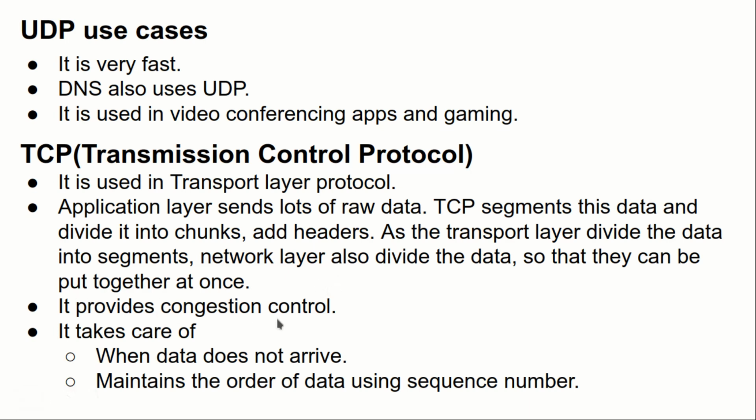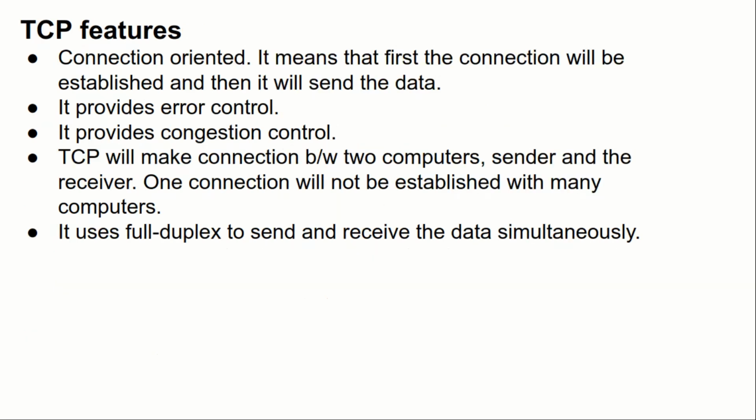TCP provides congestion control, which I have shown you before. It will align the traffic packets one by one. It takes care of the case when data does not arrive, and it makes sure to transfer the data 100%. It will maintain the order of data using sequence numbers. These are some of the features that TCP has.